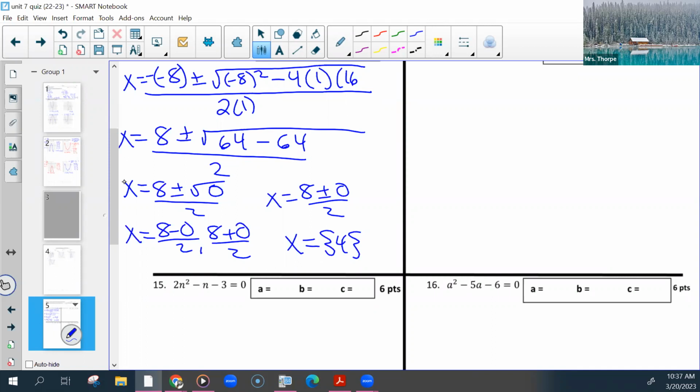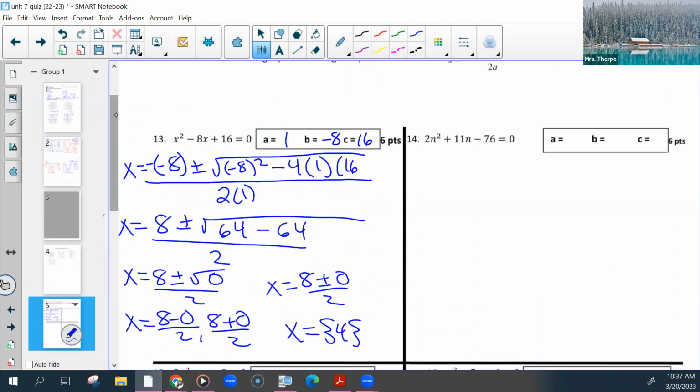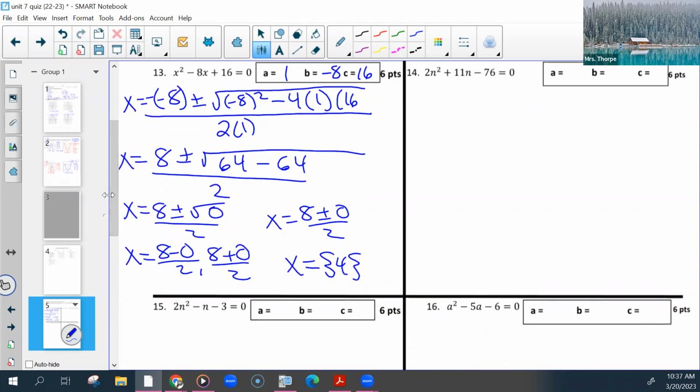So points wise, each of these are worth 6. Did you define your variables A, B, and C correctly? Set it up correctly? Simplify to this part and show how you got that correctly. Simplify it with a perfect square, separate, and get the final answer. Page.